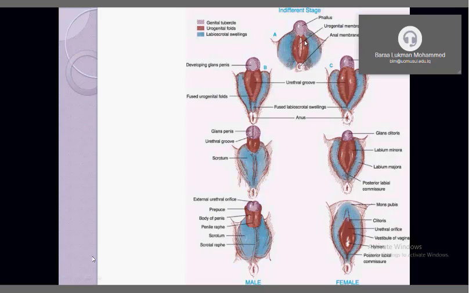In the female, in the absence of this substance, the genital tubercle becomes the clitoris, which is equivalent to the glans penis. The genital fold forms the labia minora, and the genital swelling forms the labia majora, which is equivalent to the scrotum.